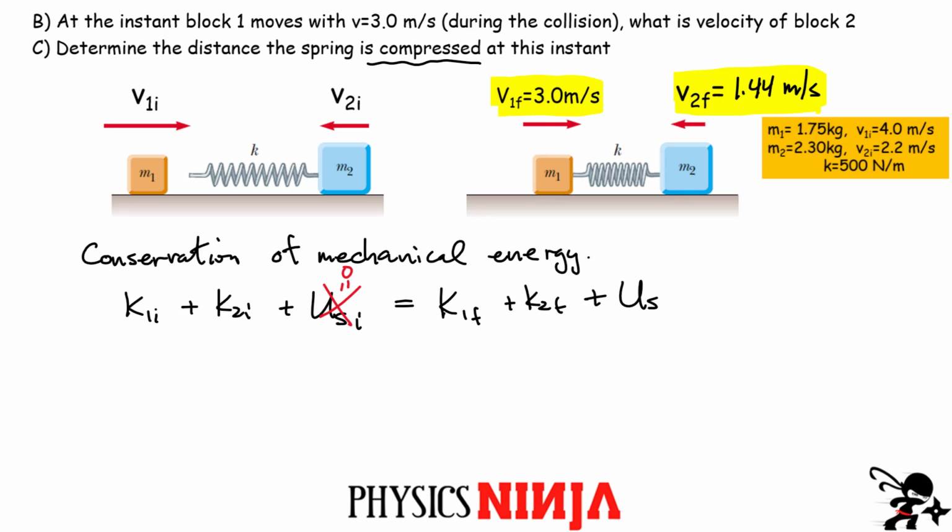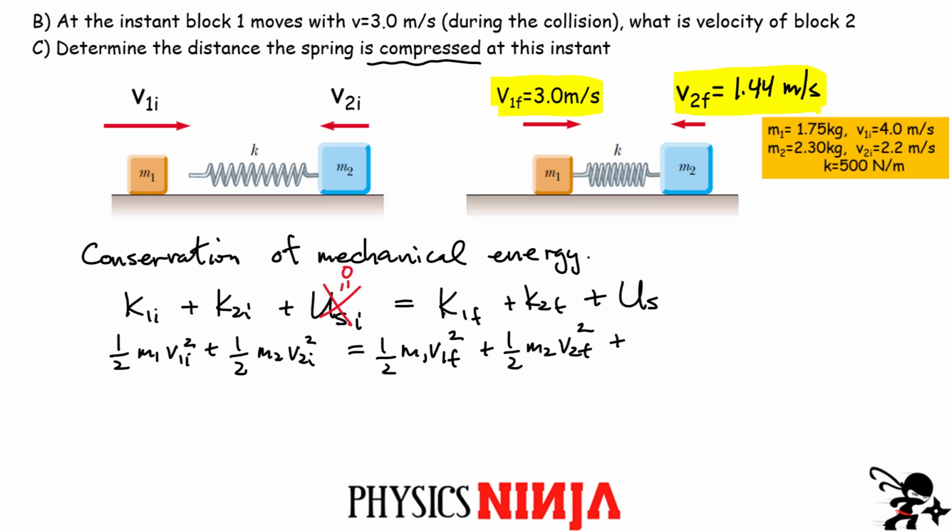So let's go ahead and write this out a little bit further. Now we simply write down our terms. 1/2 m1 v1 initial squared plus 1/2 m2 v2 initial squared. This is kind of tedious, I agree, but you just got to get it done. 1/2 m1 v1 final squared plus 1/2 m2 v2 final squared. A lot of different terms. My arm is getting sore just writing this equation.